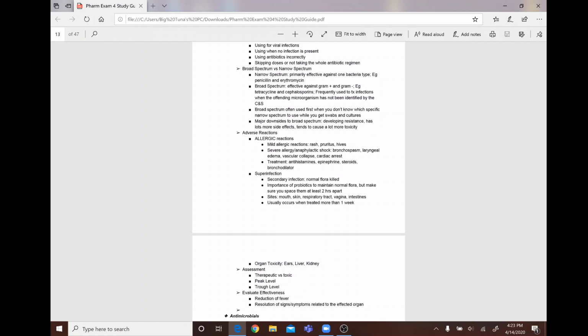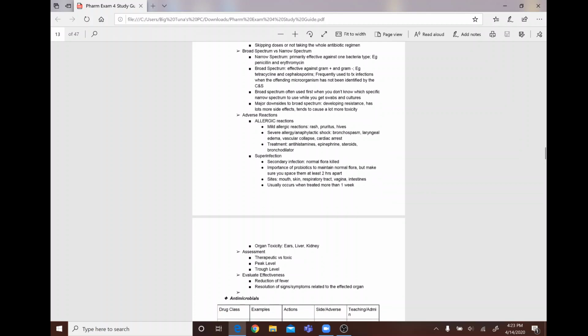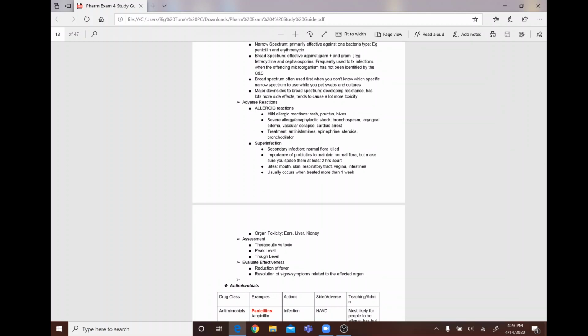Mild allergic reactions include rash, pruritus, and hives, with severe allergy and anaphylactic shock including bronchospasm, laryngeal edema, vascular collapse, and cardiac arrest. You're going to treat allergic reactions with antihistamines, epinephrine, steroids, and bronchodilators. Superinfections are secondary infections when the normal flora is killed. The importance of probiotics is to maintain normal flora, but make sure you space them out at least 2 hours apart from antibiotics, because they'll cancel each other out. Okay.